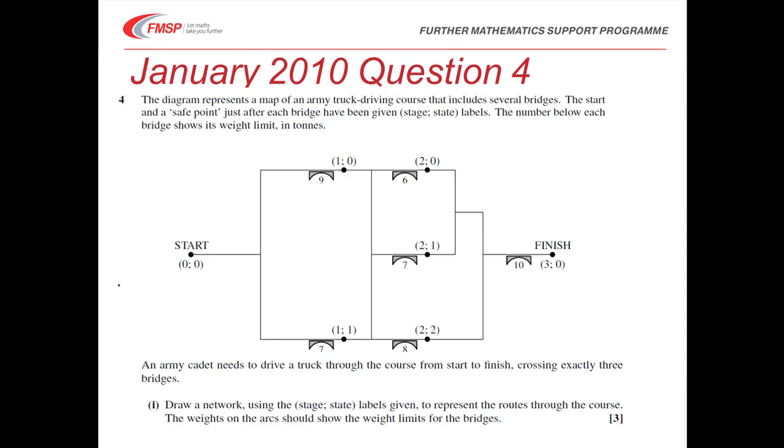So we've got a question here about an Army truck driving course that includes several bridges. The start and safe point just after each bridge have been given stage state labels. The number below each bridge shows its weight limit in tons. So the Army cadet needs to drive a truck through the course from start to finish, crossing exactly 3 bridges. And we're asked firstly to draw a network using the stage state labels given to represent the routes through the course. The weights on the arcs should show the limits for the bridges.